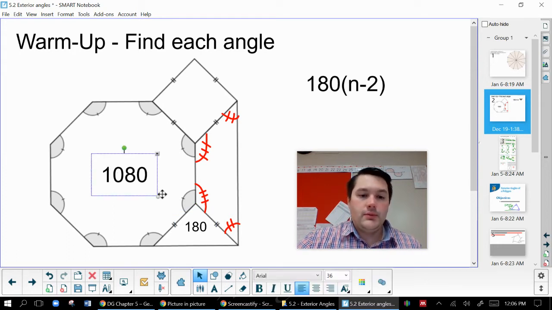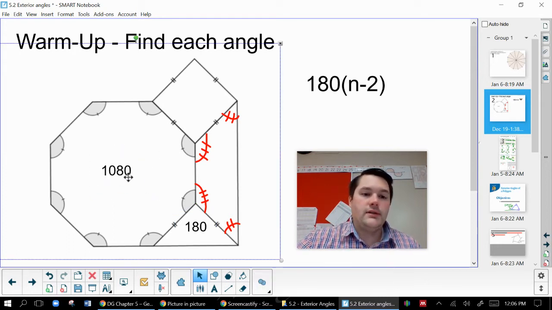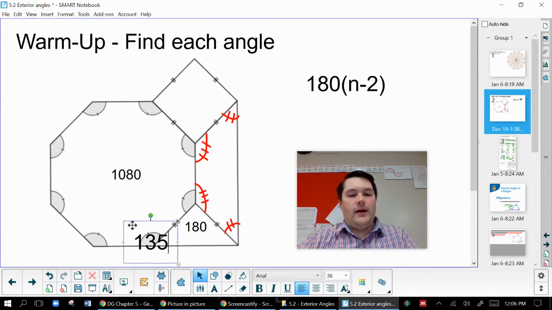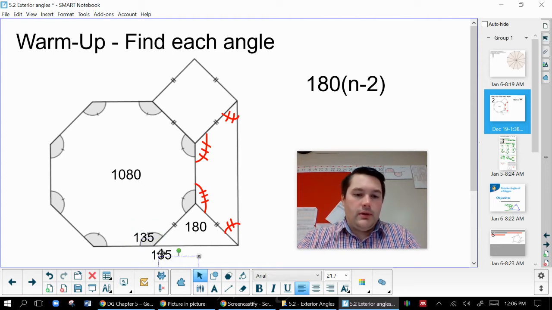Now, the big thing with this one is using all of the things that we know here. If I know that all 8 of these angles are congruent, I can split that 1080 up 8 equal ways, and I get 135 for each of these angles. That would be the place to start with that one. Make a couple copies of that for you. Need to know those ones.